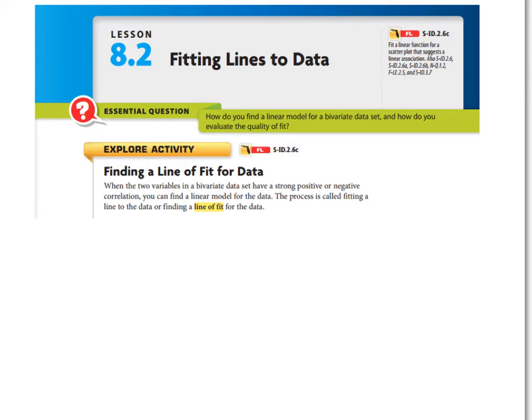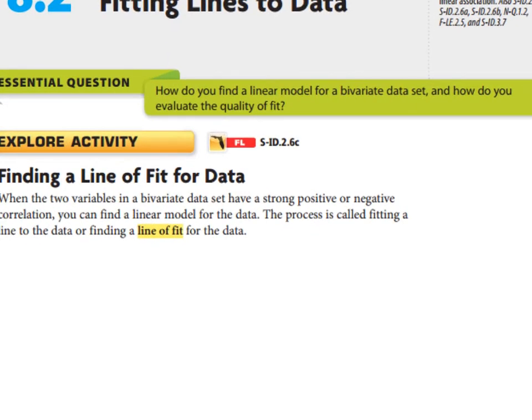Today we're starting on 8.2, fitting lines to data. So we've already learned how to read a scatter plot, how to know if it's positive, negative, and if it has a strong correlation or a weak one. Now we're going to actually find a line of fit. When we talk about finding a line of fit, we are going to be putting it back into the equation y equals mx plus b, which means we'll be needing to find m for slope and b the y-intercept.